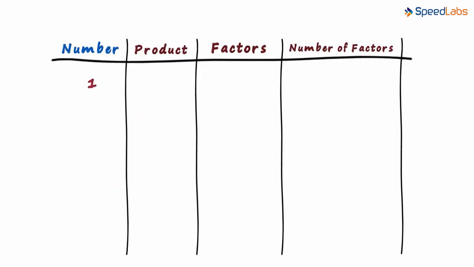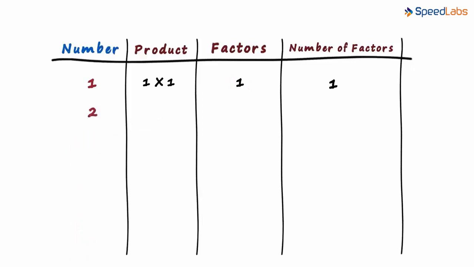Here's the first natural number, 1. How can we write 1 as a product of 2 numbers? It can only be written as 1 multiplied by 1. Hence we say that 1 is the only factor of 1. The number of factors is 1 since it has just one factor.